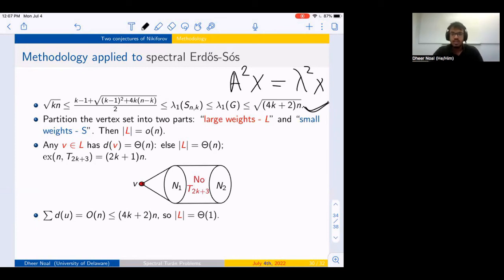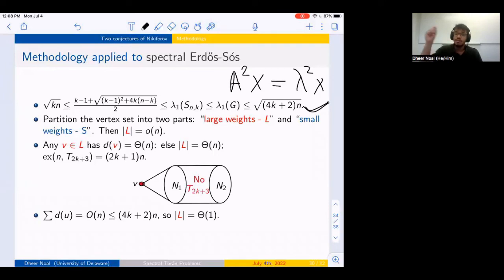All right. So we have some lower and upper bounds for lambda 1. We then partition the set of vertices into two parts, those having large weights, call them L for large, and small weights, which we denote by S. If we have a lot of vertices with large weights, we'd need a lot of neighbors having large weights. In particular, what we'll be looking at is the A square matrix.